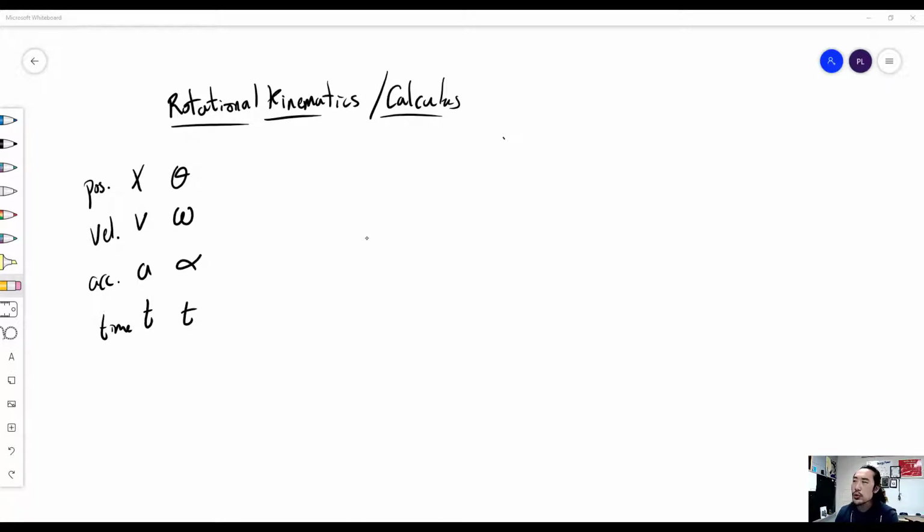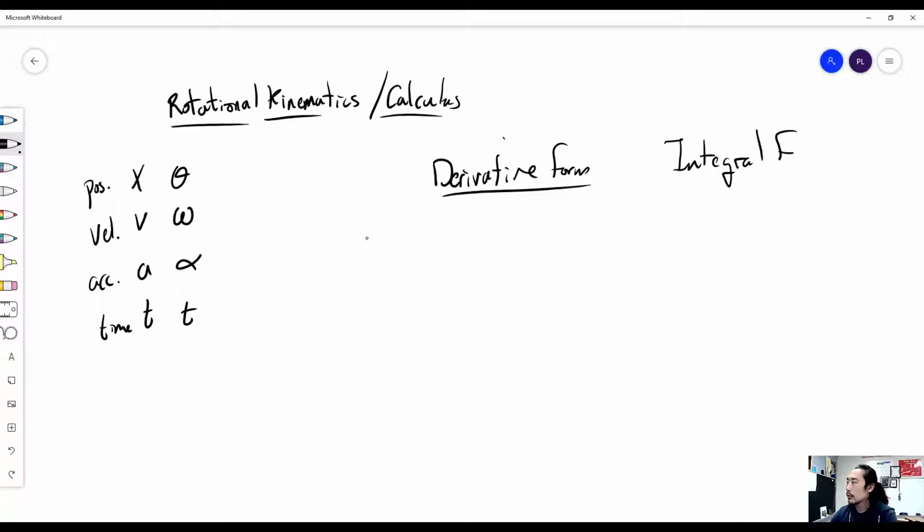Alright, what I'm about to do next is create a table for the calculus behind the kinematics equations. Let's start off by labeling one of the columns the derivative form, and we'll have the integral form. Then we're going to have the position, velocity, and acceleration.